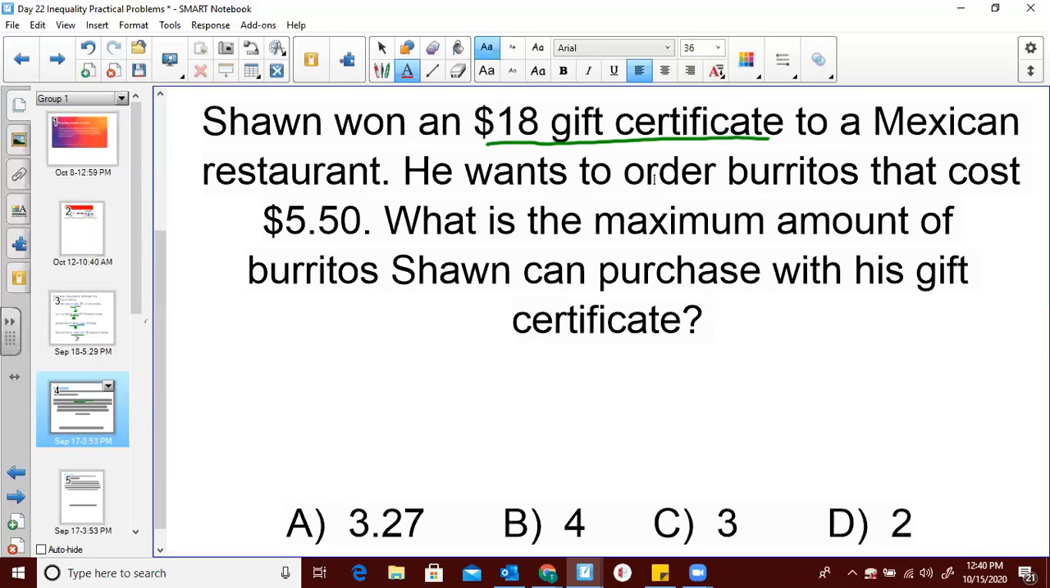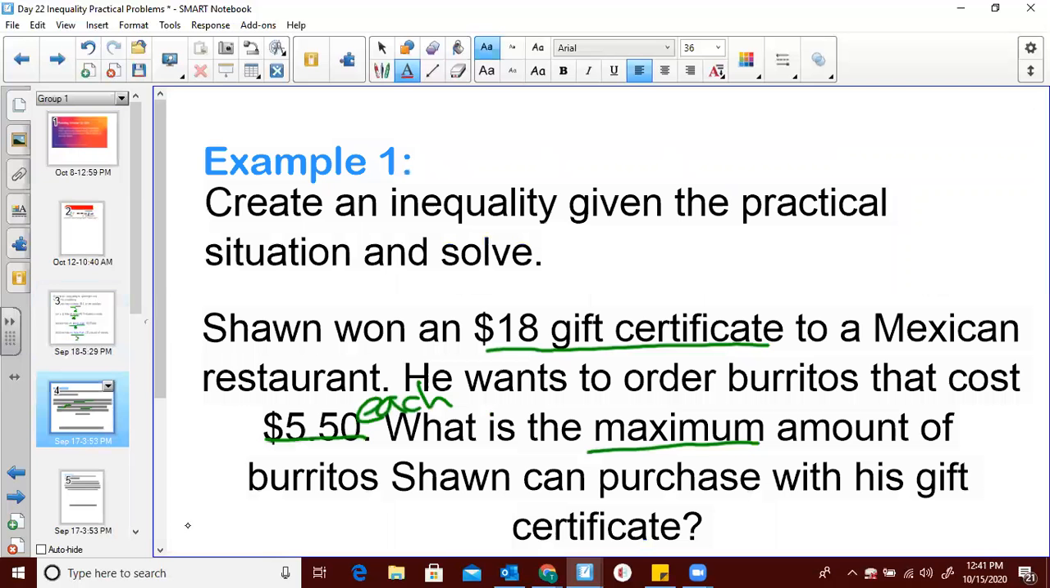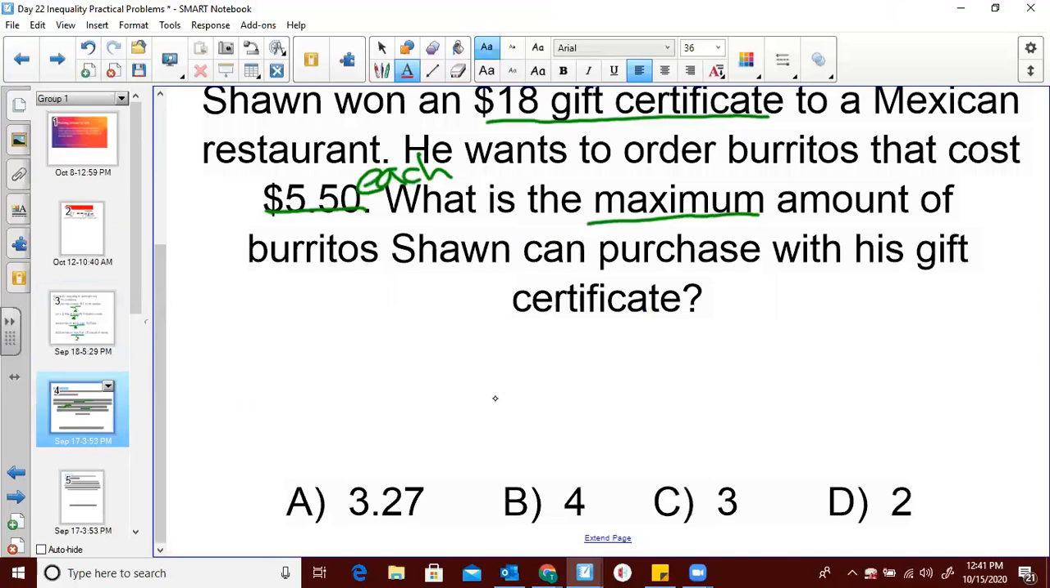He also wants to buy burritos that cost $5.50 each, right? And we know when we see the word each, that's going to mean we're going to have a variable. That's kind of like a red flag that we need to multiply. So what is the maximum? So I said back here when we said at most, no more than, that was very similar to maximum. So right away, I know that I can start off with a less than or equal to.